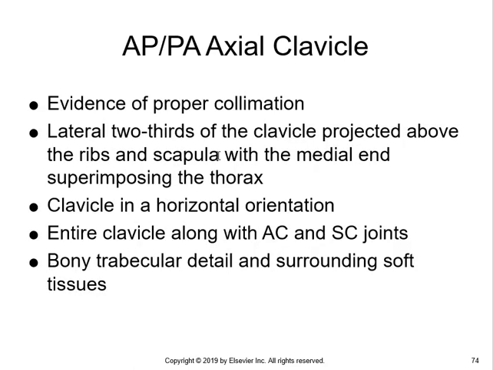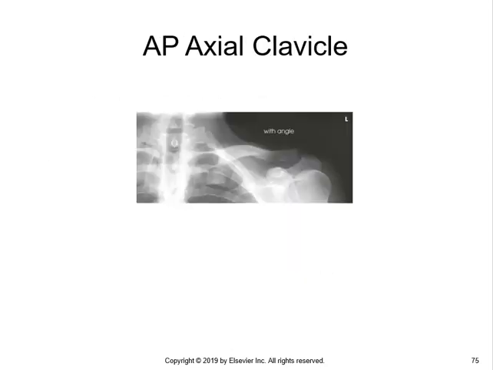So again, evidence of proper collimation: lateral two-thirds of the clavicle is going to be projected above the ribs, and the clavicle in horizontal orientation, as opposed to seeing that double curvature, is going to be more flat. The entire clavicle, along with the AC joints and sternoclavicular joints, are going to be visualized, and you should see the trabecula, and you saw the image before.